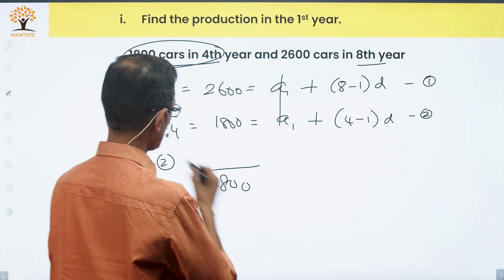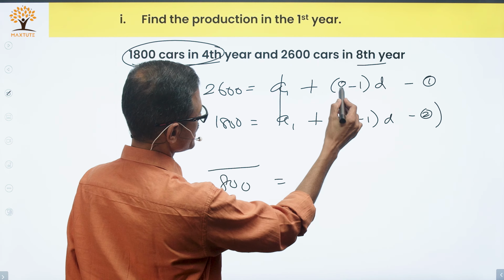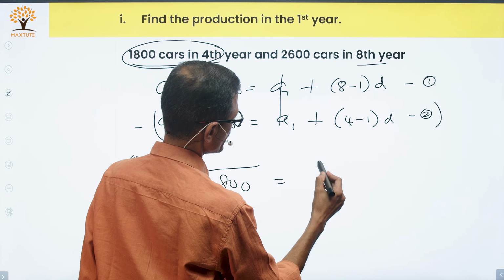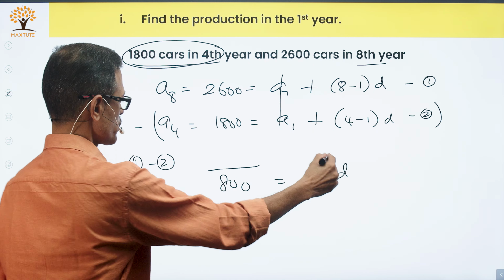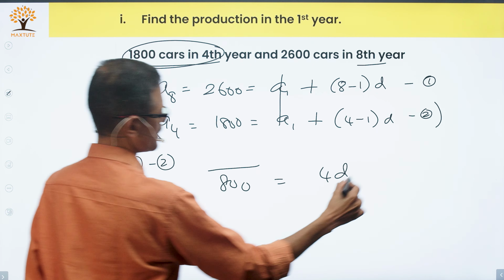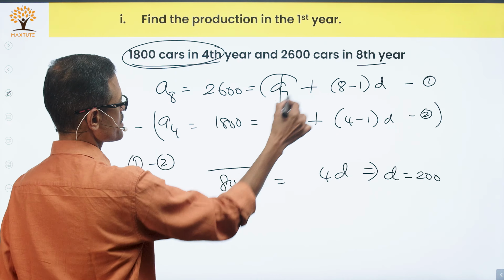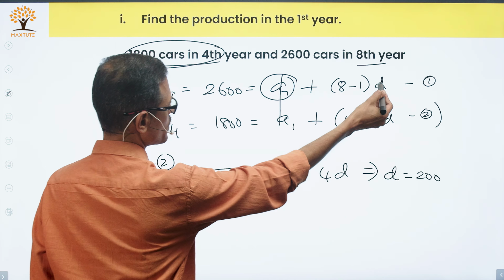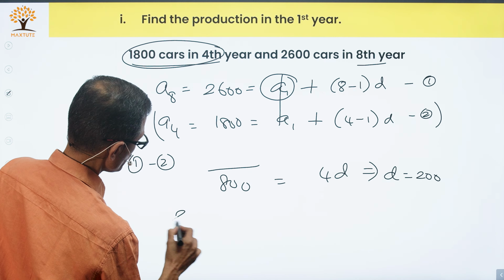A1 gets cancelled with A1 because you're subtracting this. And we will have on the right hand side 7D minus 3D, which is equal to 4D. So 4D is equal to 800, translating to the fact that D is equal to 200. We want this number, so substitute D is equal to 200 either in equation 1 or equation 2. Let's do it in equation 1.